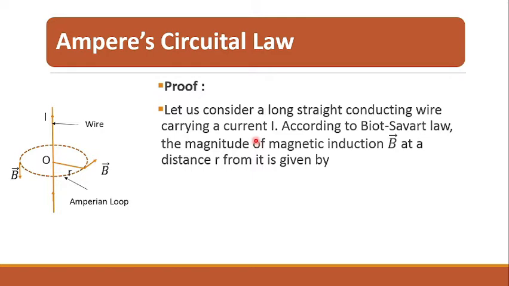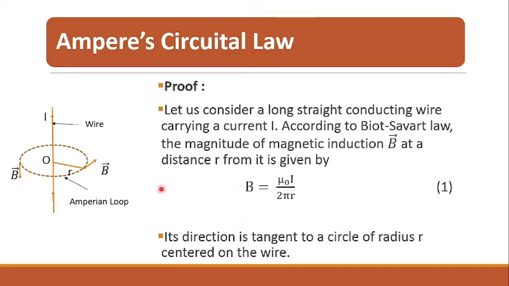Let us consider a long straight conducting wire carrying a current I. According to Biot-Savart's law, the magnitude of magnetic induction B vector at a distance r from it is given by B is equal to mu 0 I upon 2 pi r. Its direction is tangent to the circle of radius r centered on the wire, right? So this direction of B is tangent to this circle of radius r.